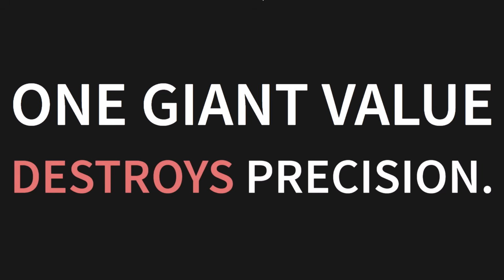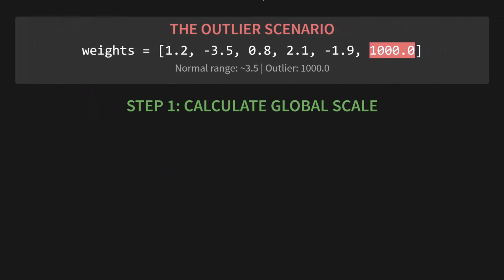Let's look at the outlier scenario. Imagine we have a list of weights just like before. We have 1.2, negative 3.5, 0.8, all normal values. But then we have one specialist weight, a value of 1,000. The normal range here is around 3.5, but that outlier is orders of magnitude larger. So what happens when we try to quantize this?